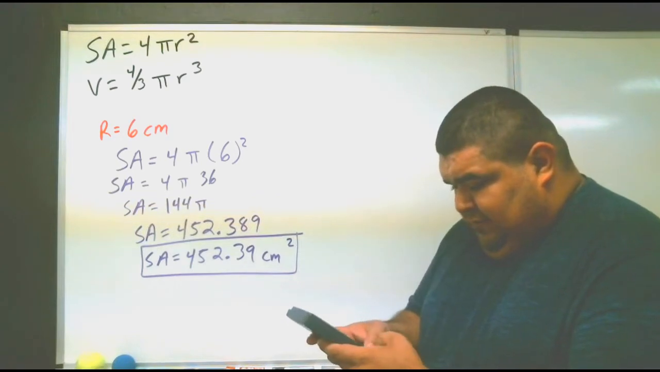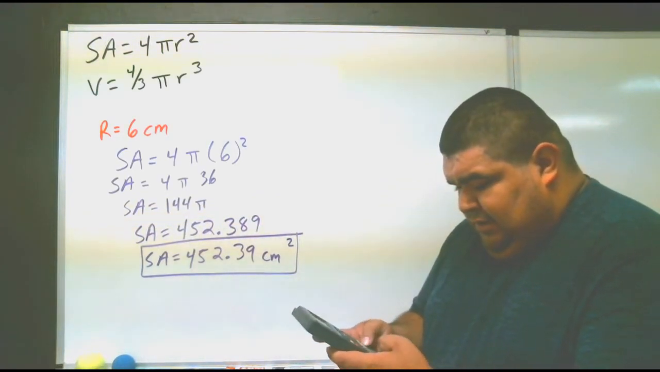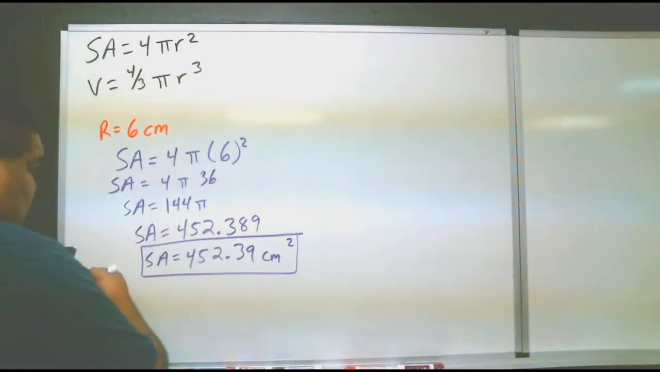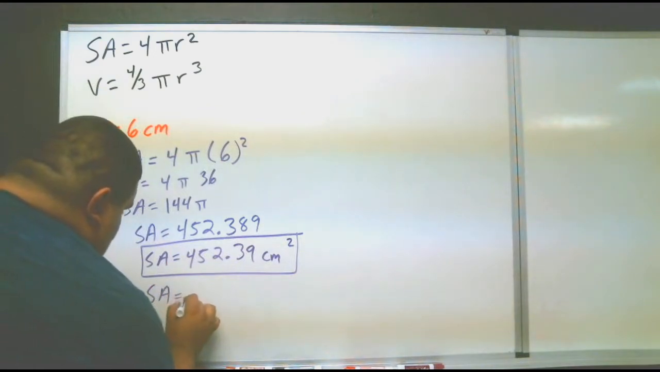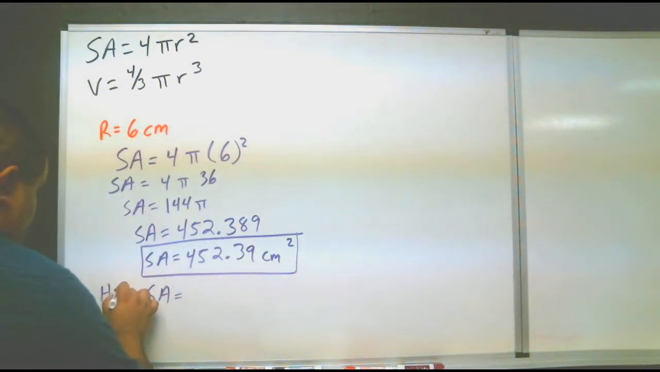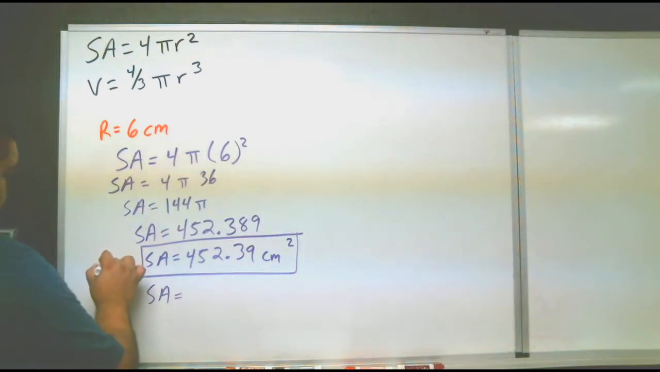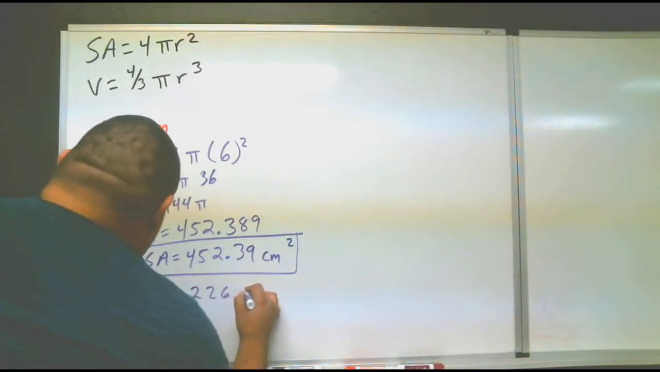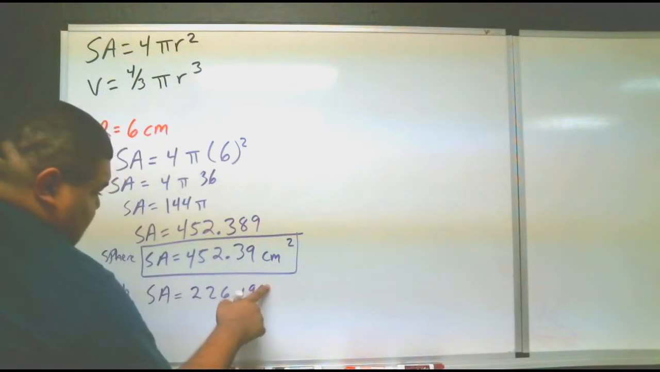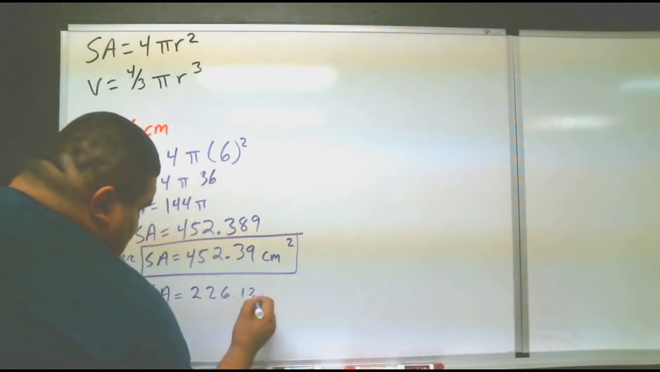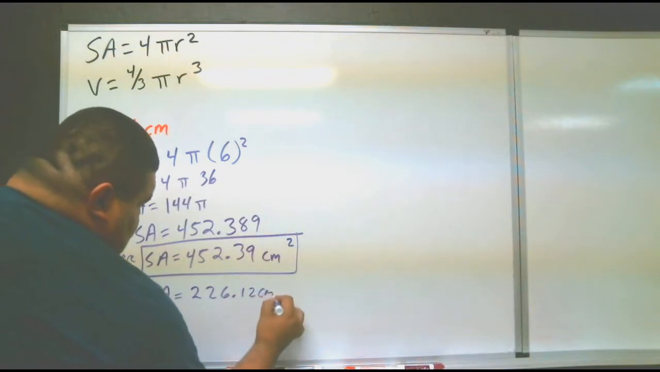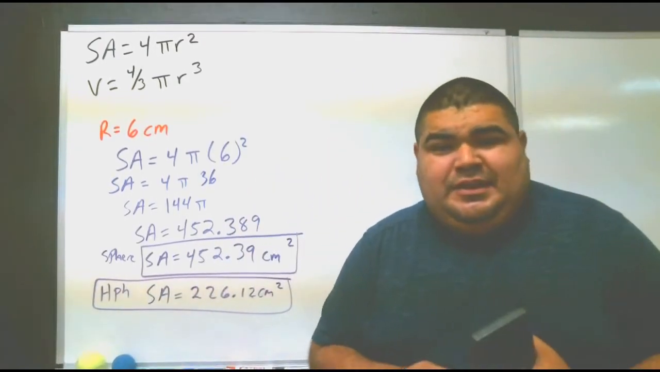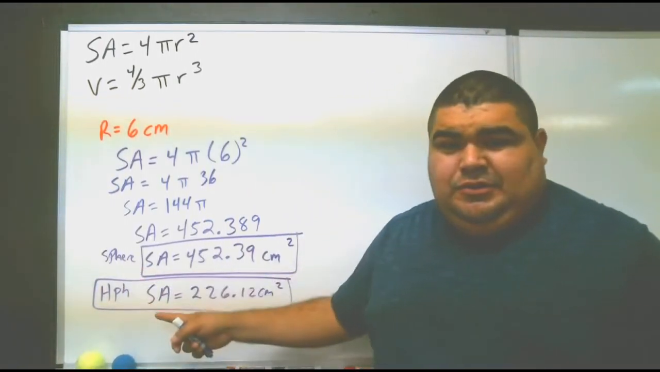So if we divide that by 2, 452.39 divided by 2 equals 226.195. So the surface area of a hemisphere, I'm going to put that as an abbreviation, and this is sphere, is 226.20 centimeters squared. Remember, all you have to do is cut it in half to go from a sphere to a hemisphere.